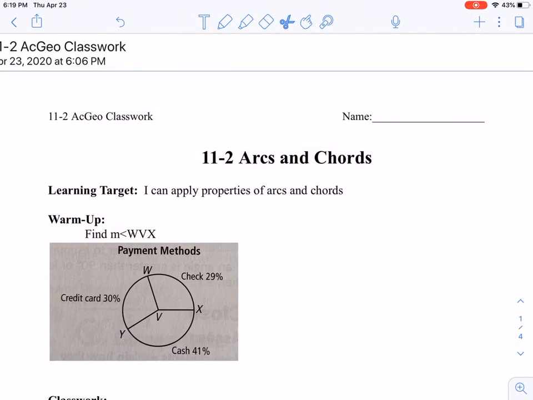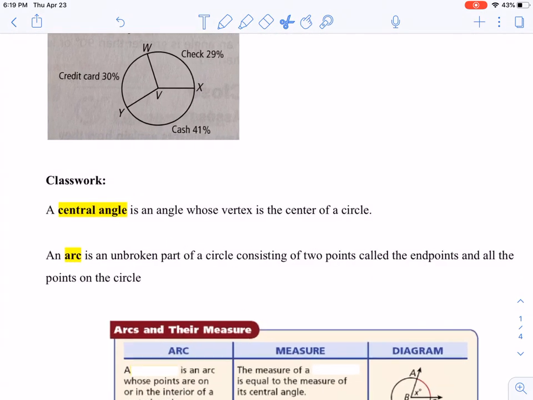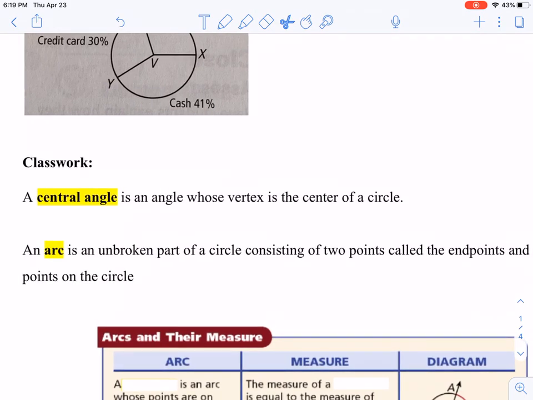Today's lesson is lesson 11-2 regarding arcs and chords of circles. This is another lesson that is very definition, theorem, and postulate heavy, so I'm going to focus on the definitions, theorems, and postulates, because if you understand them, then you can apply them to any problem situation.